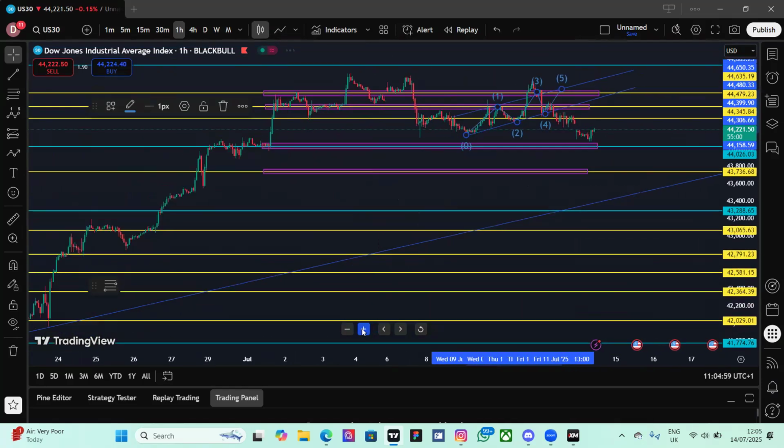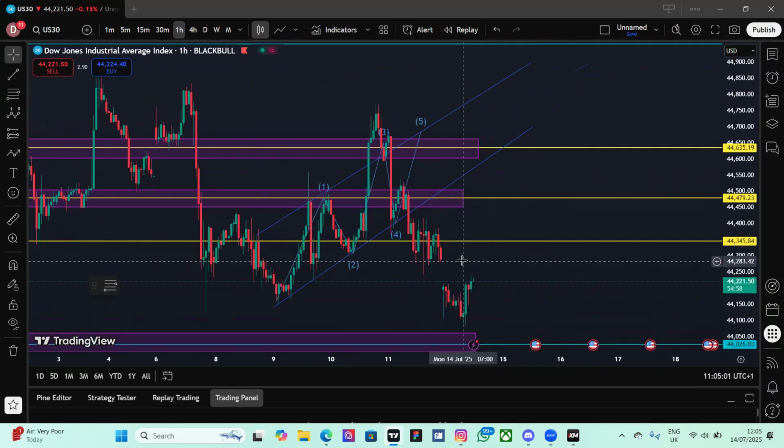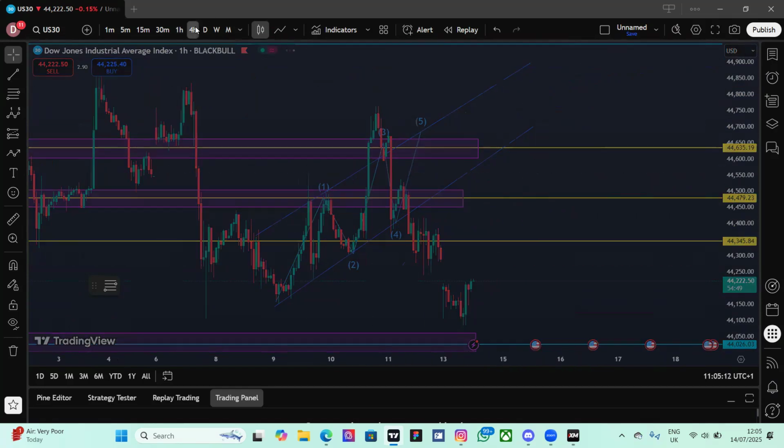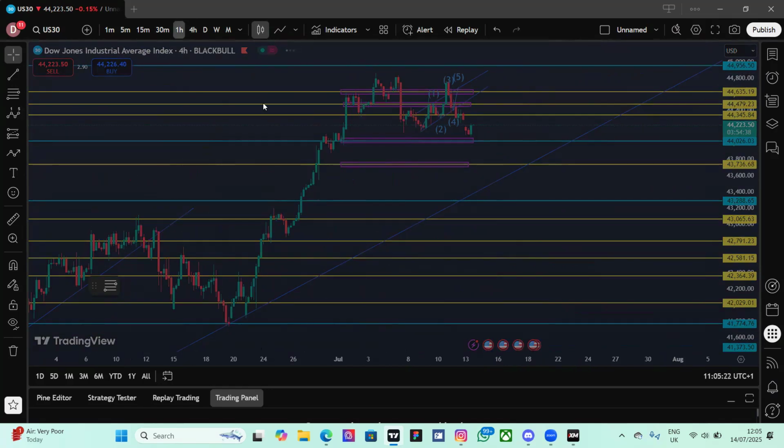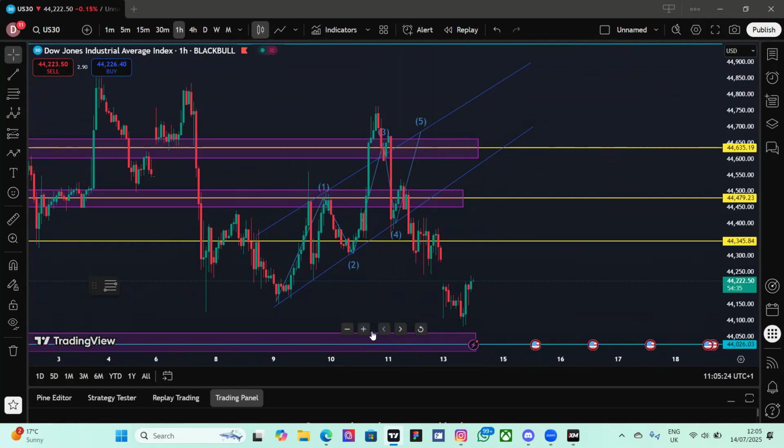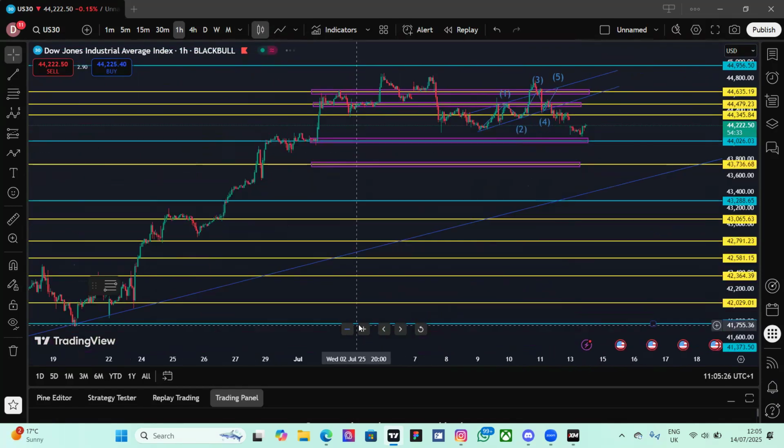So with that being said, this area right here could be a crucial zone where we come back and retest the zone here and then push to the downside. If I zoom out on the 4 hour, and zoom in on the 1 hour, just to show you guys what I'm actually looking at.